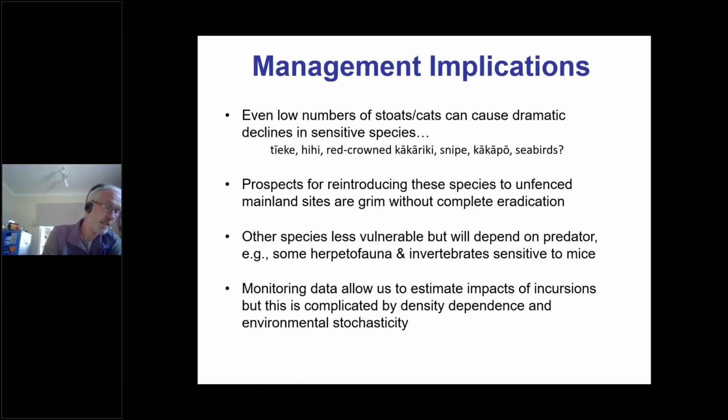And I guess the final point in terms of what we're contributing here is to emphasize that monitoring data, when they're available, do allow us to estimate impacts of incursions and start to get at this idea of what thresholds different species can allow. But at the same time, it is quite complicated by effects such as density dependence and environmental stochasticity. Okay, that's it for Kevin's talk. So I'll take questions if there are any.